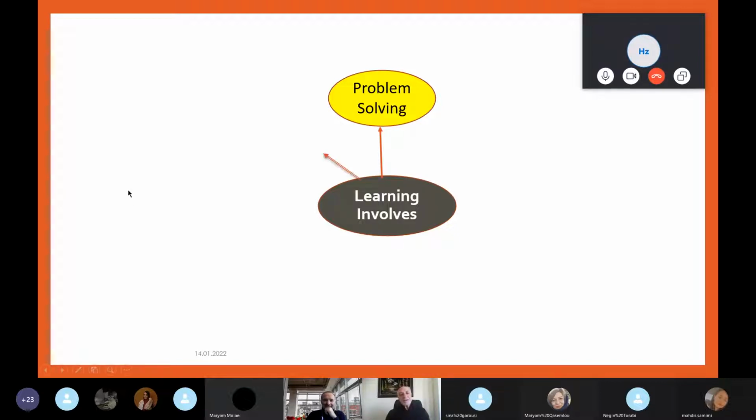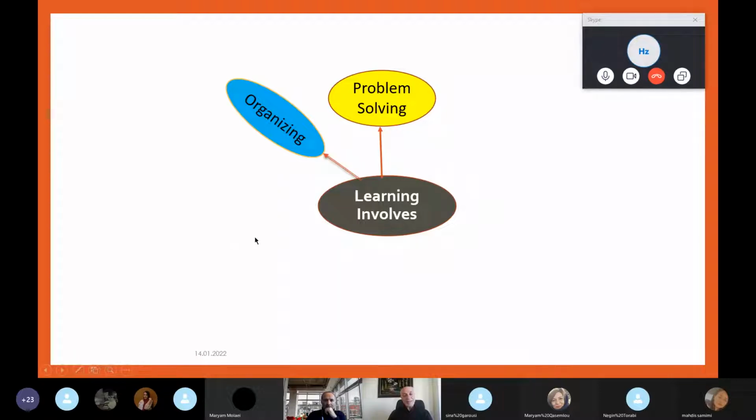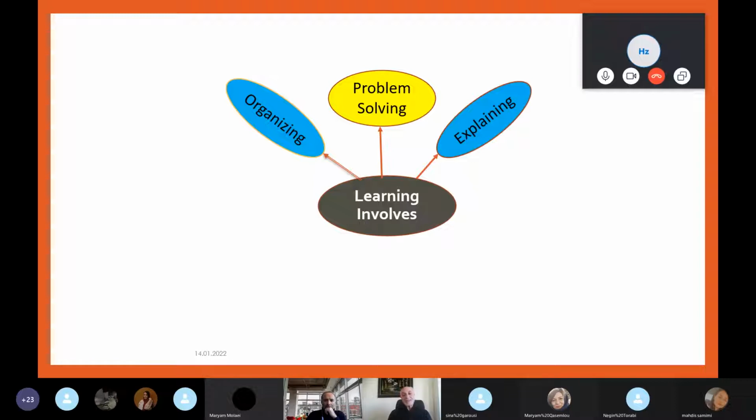Second one is organizing. I think we need to give students certain tasks and ask them to organize the pieces of information. Very influential, very important in writing. We need to give them tasks that require them to explain what they are doing. This would help them improve their productive skills, either in writing or speaking.